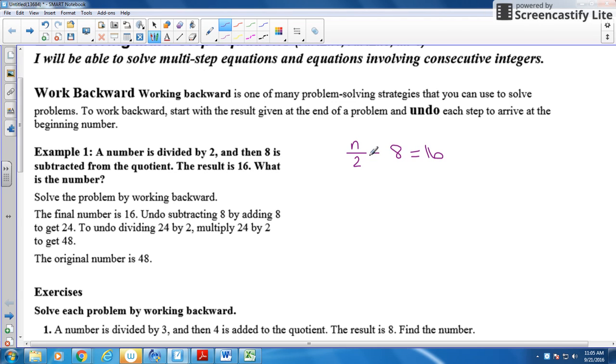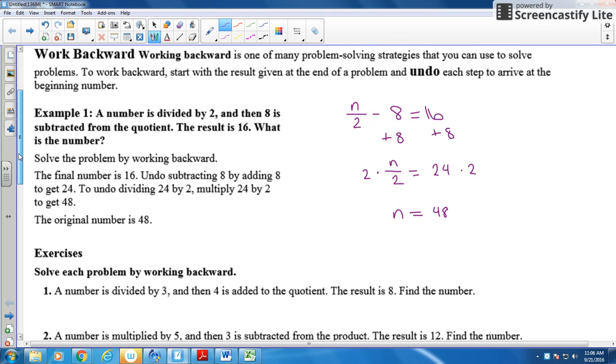Well, since the last thing we did was subtract 8, we're going to undo that by adding 8. When we do that, now we have our number that got divided by 2. So to undo the division, now I'm going to multiply by 2. And so we discover that the original number was 48. So I just showed it to you in equation format. Here they're just talking about it, but it's the same thing. So we're going to work backwards.